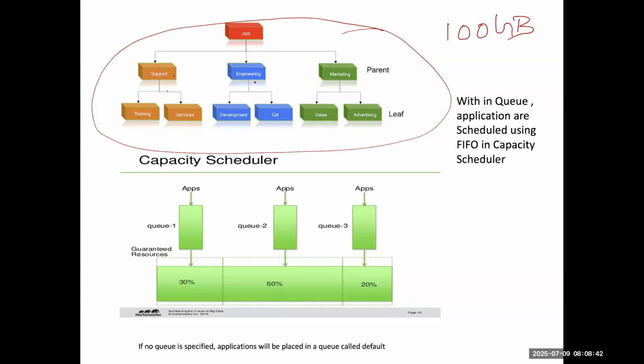the support team has very few jobs to run, so I will assign 10% of my resources to the support team. The marketing team also has less to do, but anyway they are doing analysis, so let's give 20% of my 100 GB to it. It means 10 GB I'm assigning to support, 20 GB to marketing, and engineering needs more resources for its work, so let's assign 80% to it. This is actually how it happens in the production server or in a company.